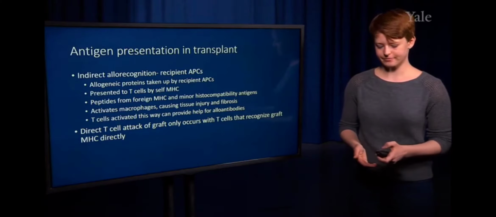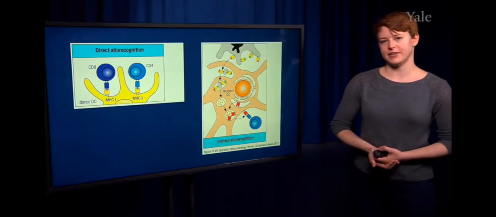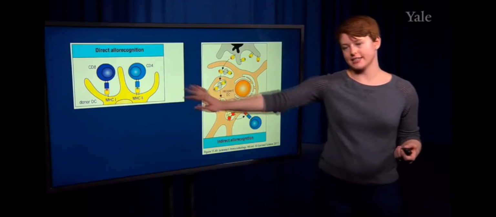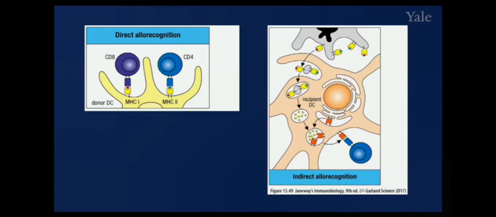So here we have a figure showing the difference between these two responses. On the left, we have our direct allorecognition, and here, the CD8 T cells from the recipient can directly recognize peptides presented on the donor MHC. However, in indirect allorecognition, we have antigens that are slowly taken up, processed, and presented on MHC to T cells. And this is a much slower, more gradual process.